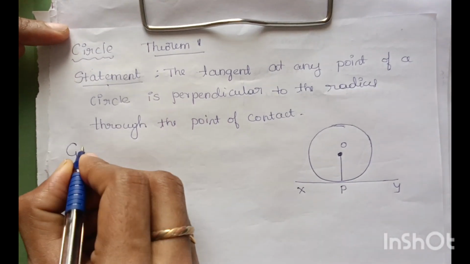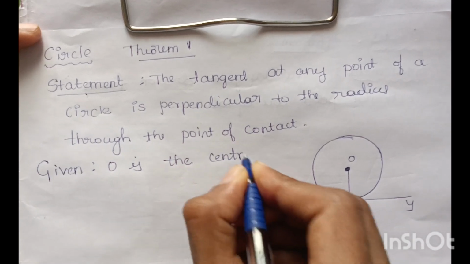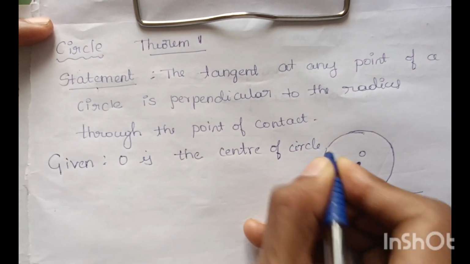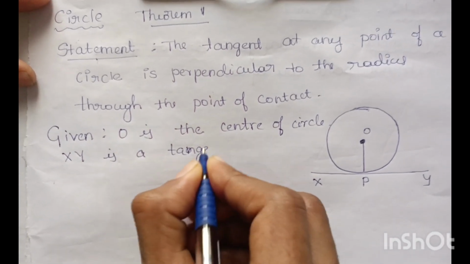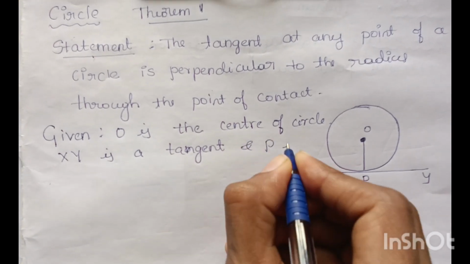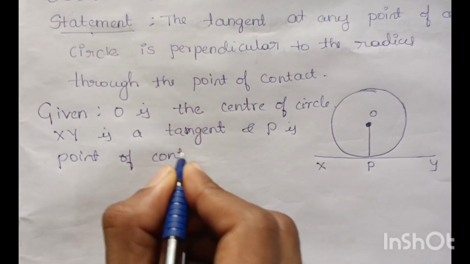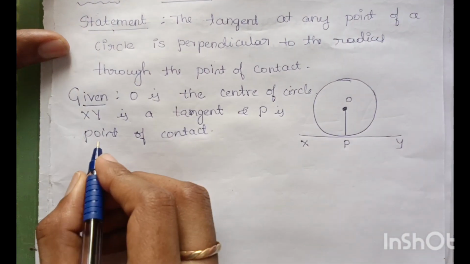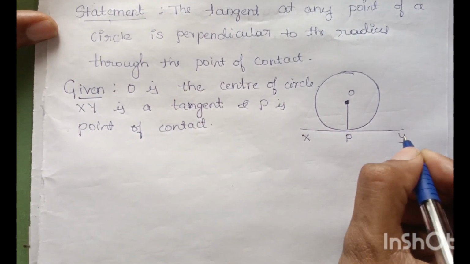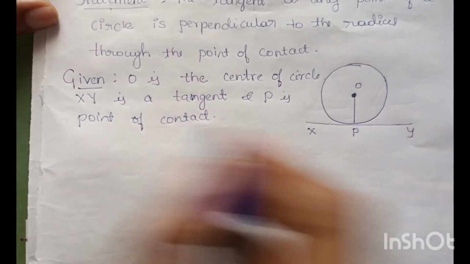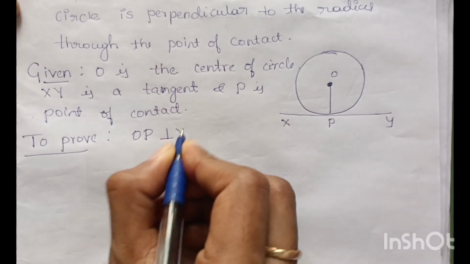So given: O is the center of the circle, XY is a tangent, and P is the point of contact. So what do you have to prove? You have to prove that the radius OP and the tangent XY, these two, are perpendicular to each other. To prove OP perpendicular to XY.